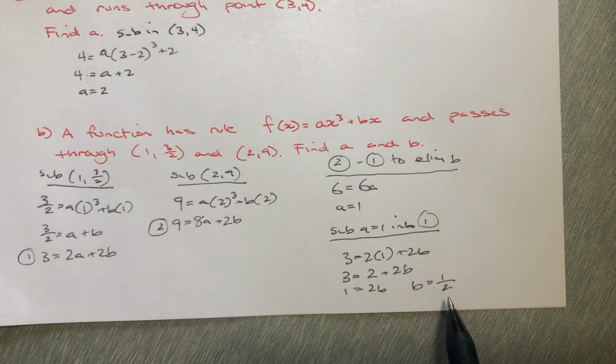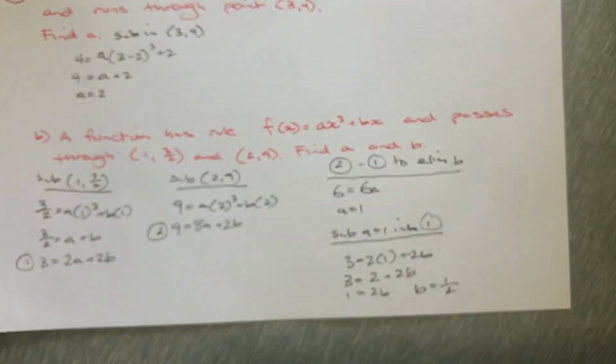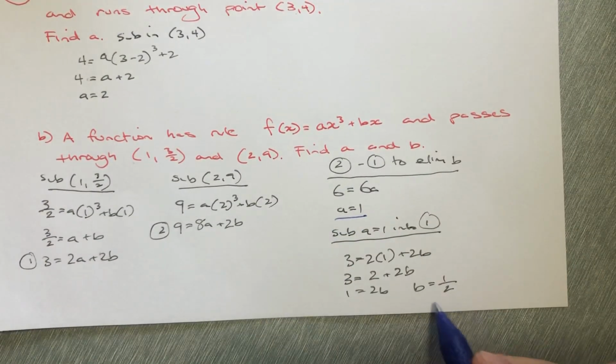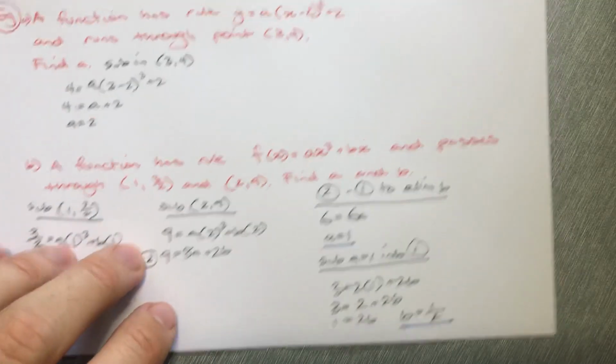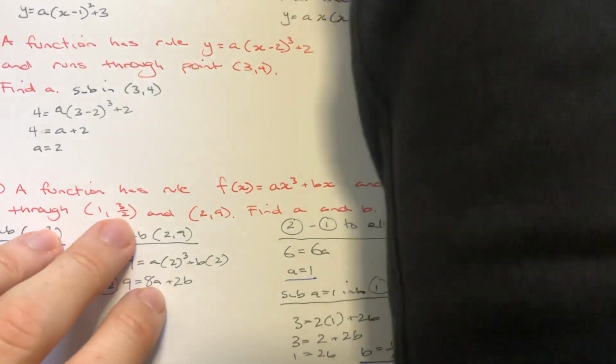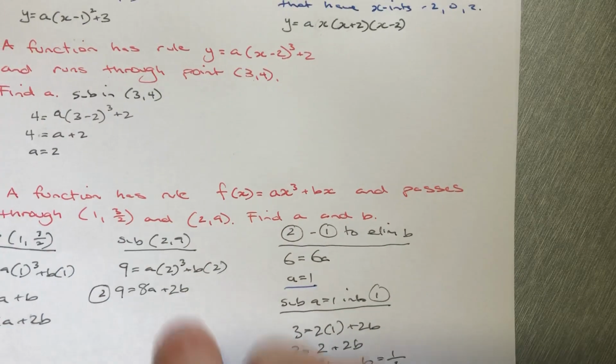Cool, so we've worked out that b is 1/2. So we've got one of our answers here. A is 1, and the other answer here, b is 1/2, and we're finished. So those couple of examples, you were just given a rule and some information like as a sentence.